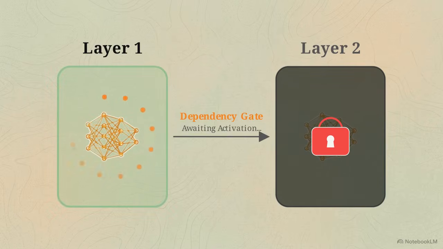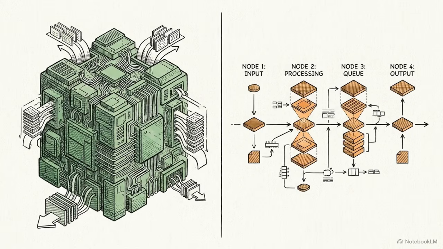Air LLM exploits this chronological independence. Because Layer 2 cannot begin computation until Layer 1 is finished, there is no strict requirement for the entire network to sit in the GPU simultaneously. Air LLM replaces spatial memory capacity with temporal, sequential execution.